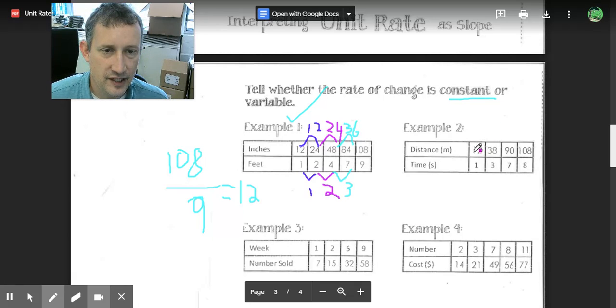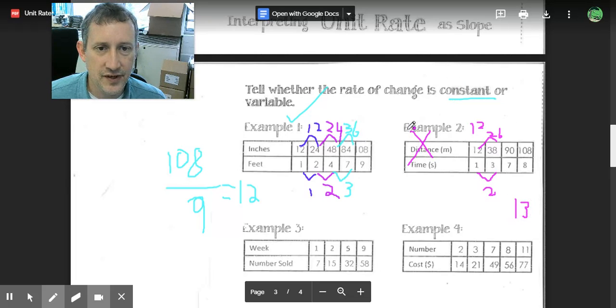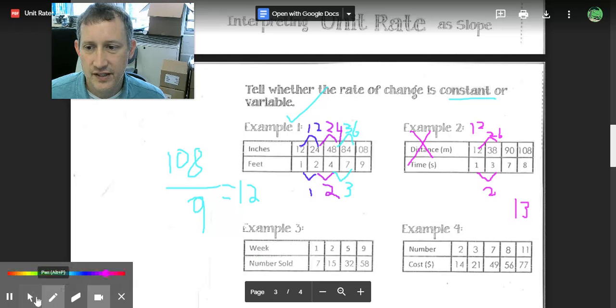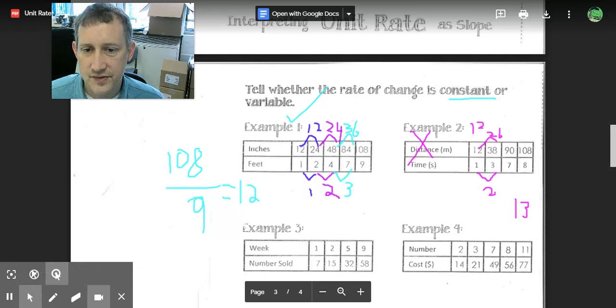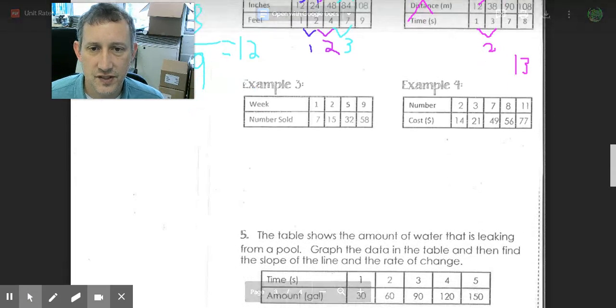Again, 12 divided by 1 is 12. When I hop up here, I'm going a distance of 26. But down here, that is 2. Well, what's 26 divided by 2? Uh-oh, that's 13. So this one is variable. So that's all you're going to do for these, just go and see if it's consistent or not.